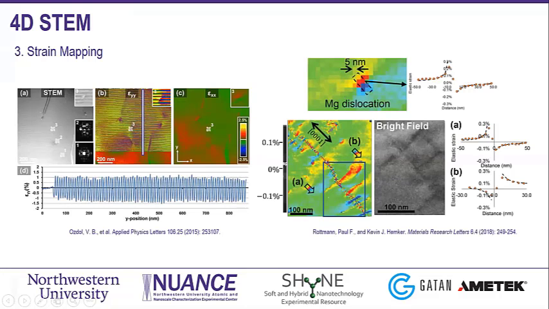Another application for strain mapping is low tilt grain boundaries driven by dopants or other atomic insertions or doping, for example. This is just to show how robust this technique is when you go across defects, for example.